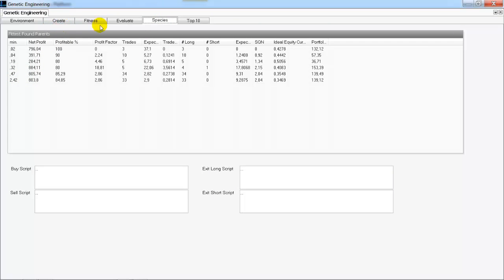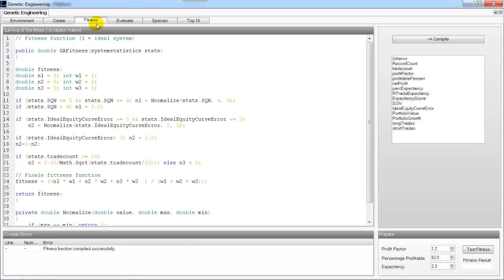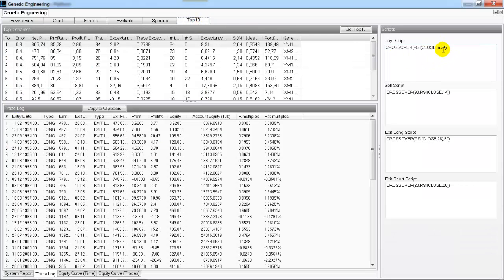So I wanted to show you how I implemented the genetic engineering in my When2Trade platform. And to sum it up, I think it's the most flexible way that you are able to create your own chromosomes, build your fitness function, start the evaluation process, and monitor the top 10 out of the population here, which gives you all data you need to set up your buy and sell scripts here.